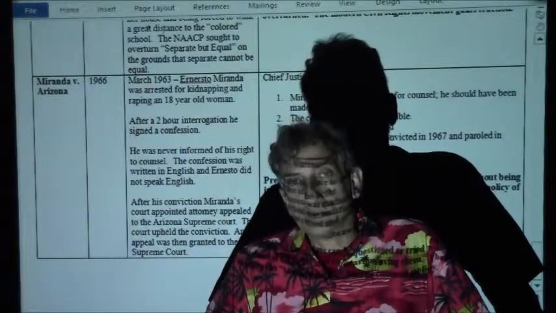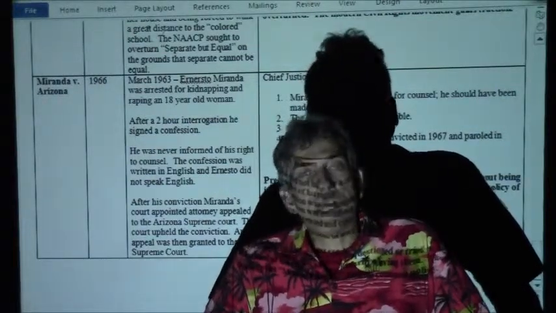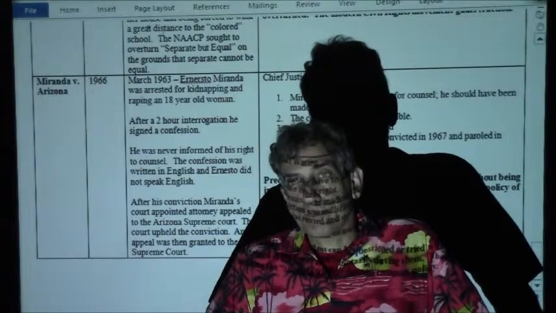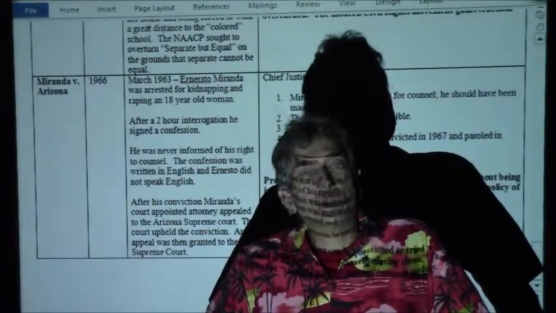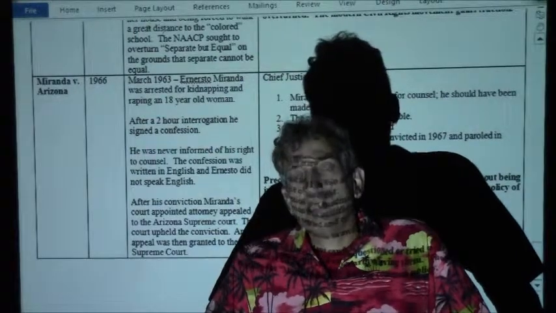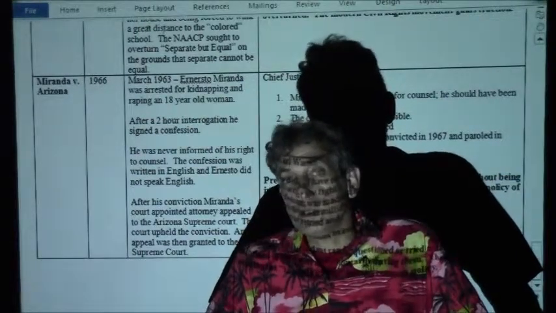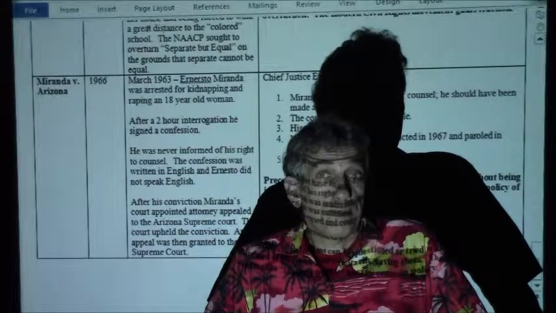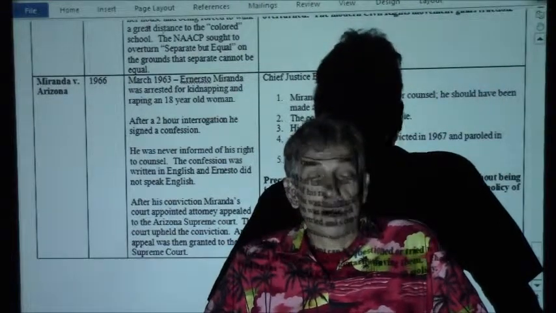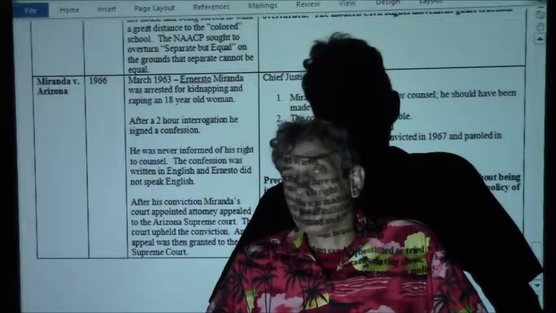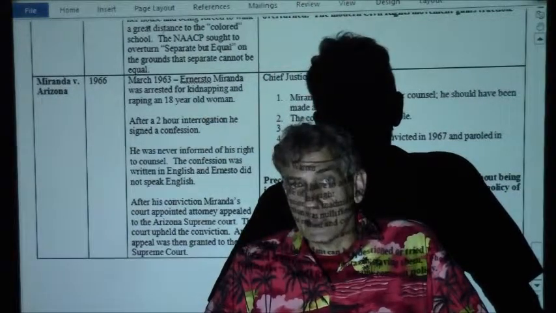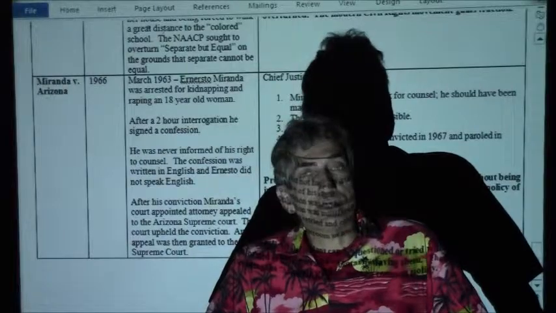And then after 2 hours of questioning, he was asked to sign a confession, which was written in English. Funny thing about it, Ernesto couldn't speak English. So not only was he questioned without an attorney, he signed a confession that he couldn't read with the promise that he was going to go home. Obviously, the rape and kidnapping is certainly terrible, but that aside for a second, that is not the way we want to handle accused people in the United States if we want their sentences to be upheld.